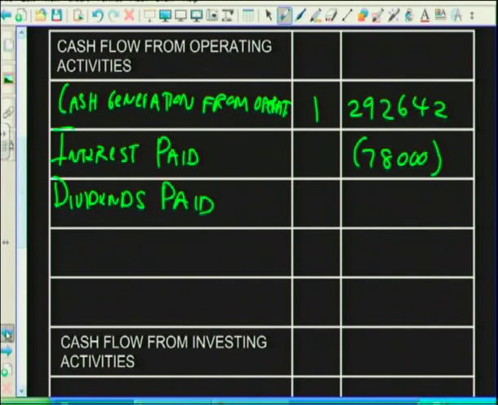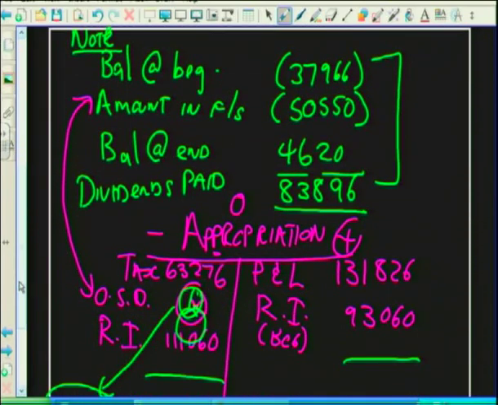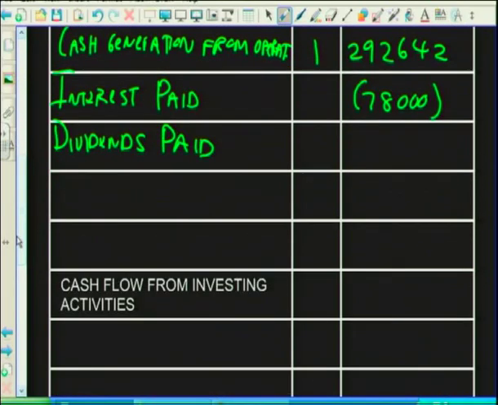So let's go back to our calculations. Dividends paid, there's that amount, 83,896. Okay, so let's take that through. It must be an outflow of cash. So in brackets, your dividends paid, 83,896.